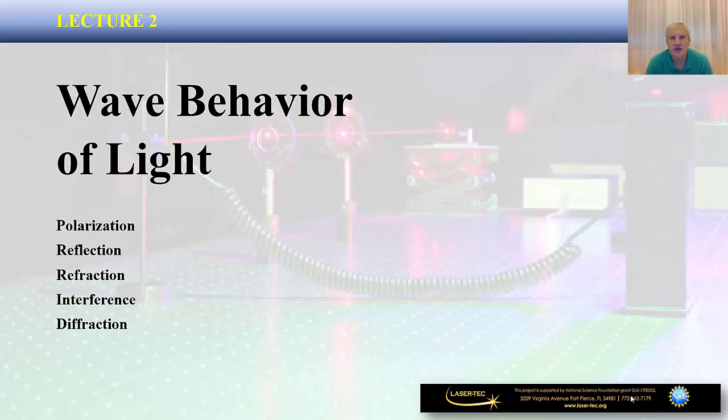We've seen in the first lecture that light represents an electromagnetic wave or a form of electromagnetic energy that has both wave and particle properties. In this lecture, we are going one step further and analyzing some of the specific phenomena that can be explained only if you're looking at the light as a wave.